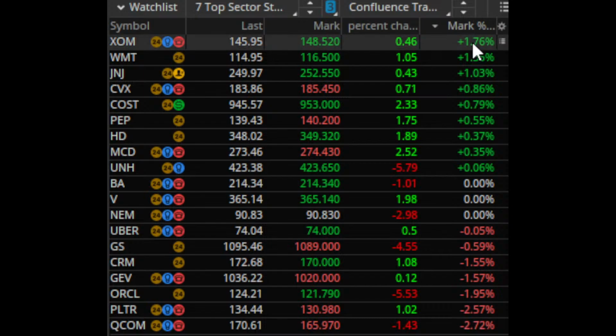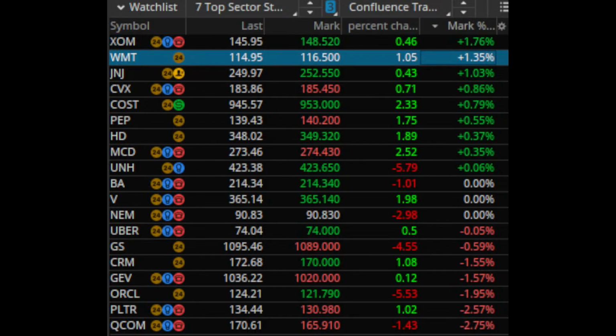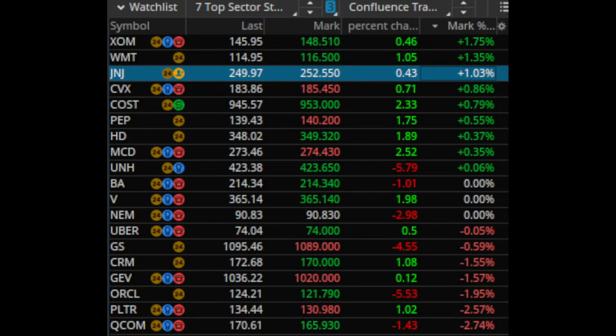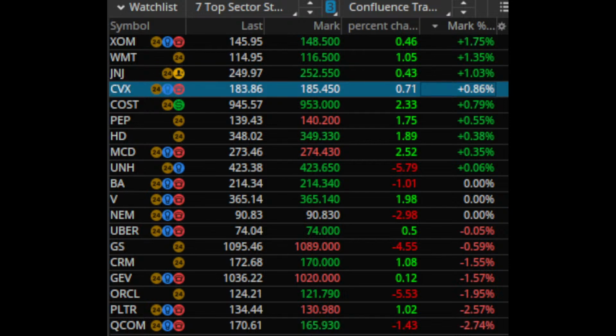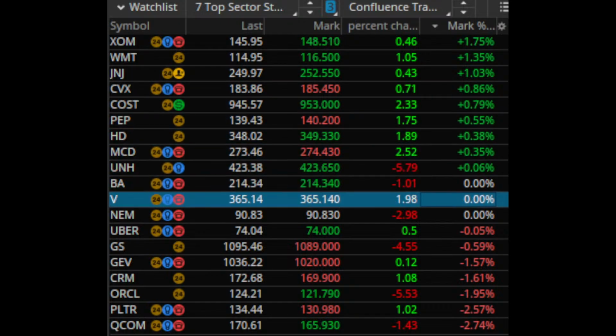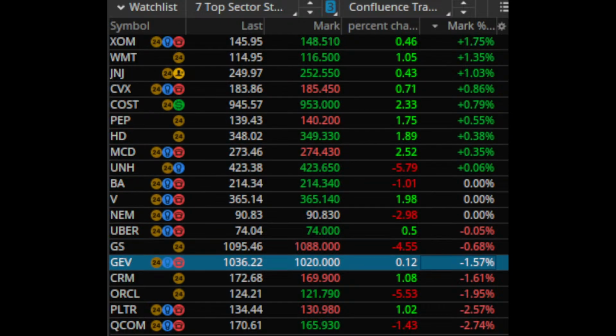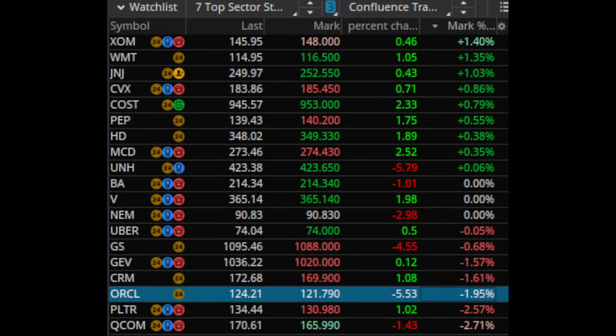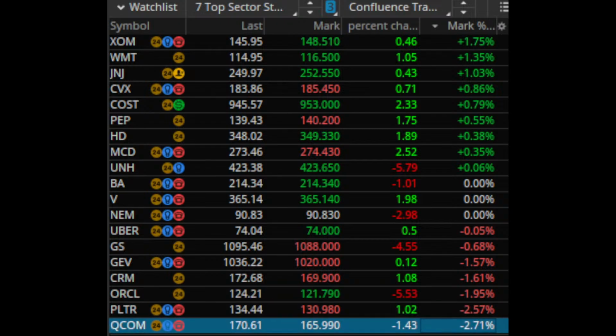Top sectors. Exxon getting love. Walmart obviously getting love. Johnson & Johnson up 1%. These are all safety plays. Okay. Who's down here? GE Vernova down 1.5%. Salesforce down over 1.5%. Oracle almost down 2%. Palantir down 2.5%. Qualcomm down 2.75%.